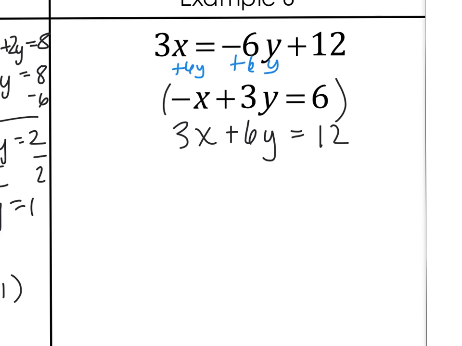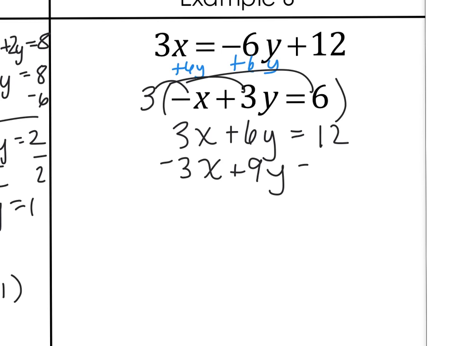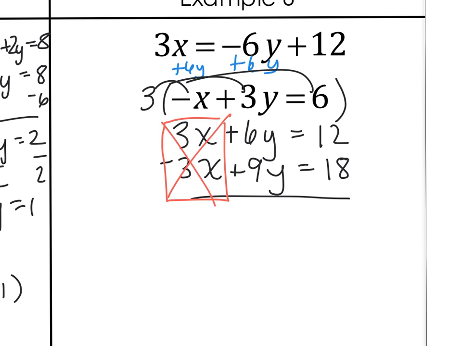So I'm going to choose to multiply my first equation by 3. So distribute that 3 to each term. So 3 times negative x is negative 3x. 3 times 3y is 9y. And 3 times 6 is 18. And again, you do not have to do it the same way that I do. In fact, I encourage you to find a different way and see if you get the same answer as me in the end. So our 3x and negative 3x are eliminated.